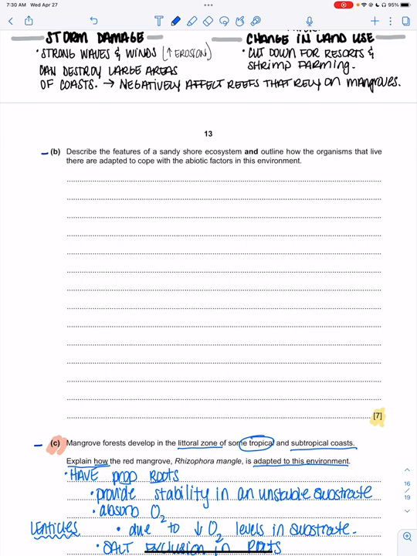And I did a screen recording of this early last week. Okay. There's a lot for this one, but that's good. Describe the features of a sandy shore and list or outline how organisms that live here are adapted to cope with the abiotic factors of the environment. So these are non-living. How? Adaptations. How are they helping? Like, what is the sandy shore like? And what are these organisms doing to make sure they can stay alive in it?